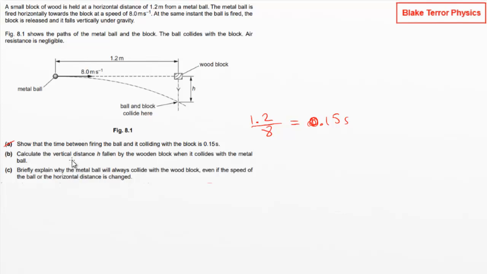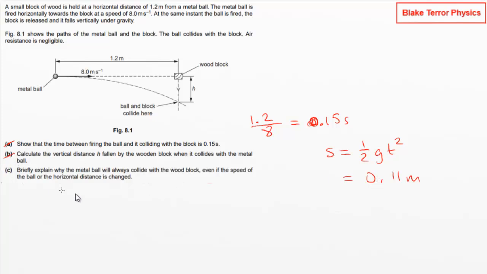Calculate the vertical distance h fallen by the wooden block when it collides with the metal ball. Okay, so they both drop by the same amount. So how much does something drop in 0.15 seconds? It's starting from rest, so we're just going to have s is 1/2 times g t squared. So we just have to type all of that in. We've got 9.81 times 0.5 times 0.15 squared is 0.11 meters. So 11 centimeters, 0.11 meters.